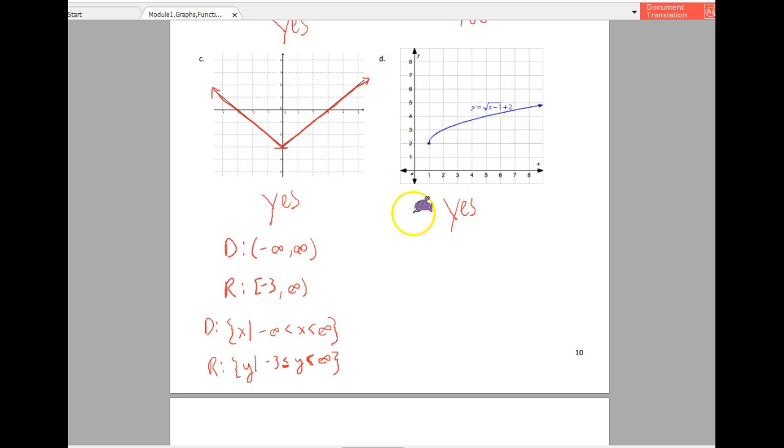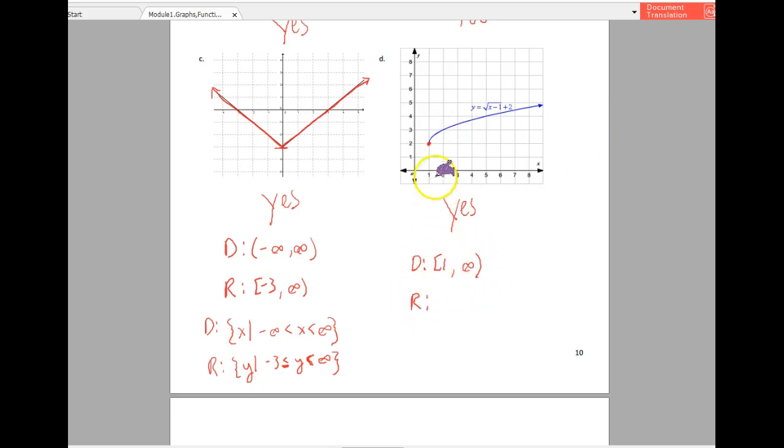Alright, here I've got a square root function. I've actually given you the whole equation here. So let's just talk about the domain and range. Domain, how far left and right? So the furthest left I see is right there, which is at 1. And since I've got a closed circle here, I'm including 1 as part of my answer. And then I'm going right forever, so up to positive infinity.